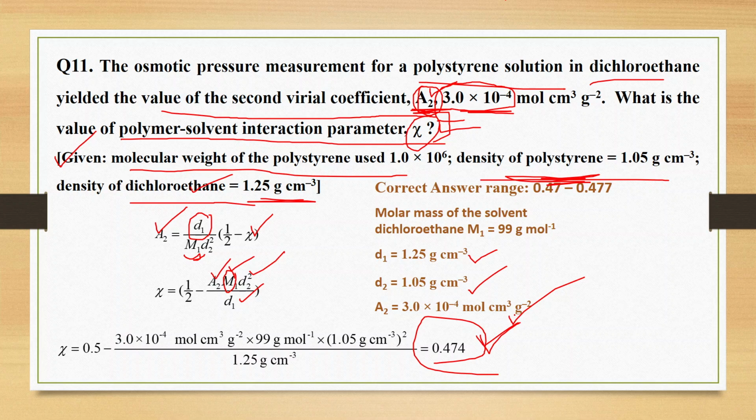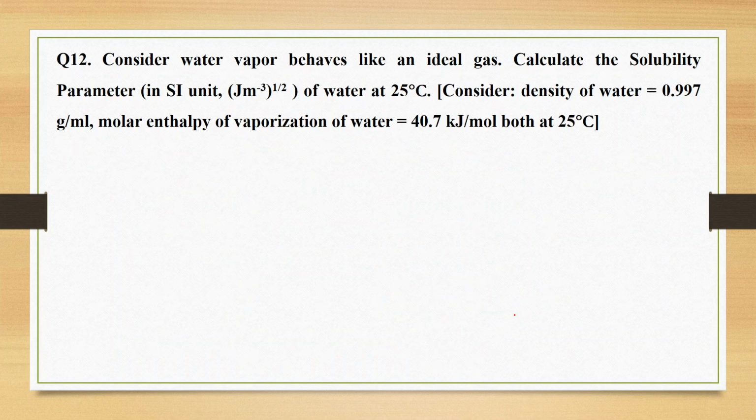Anyway, obviously this was a very easy question. So chi is actually less than 0.5. Whenever it is less than 0.5, it must be a good solvent. So in this case, dichloroethane is a good solvent for polystyrene. Okay, so this is the next question.